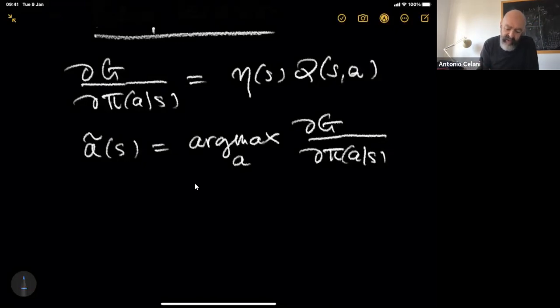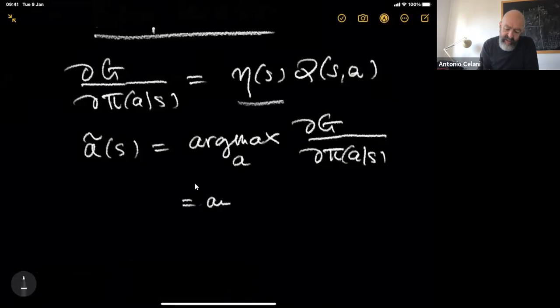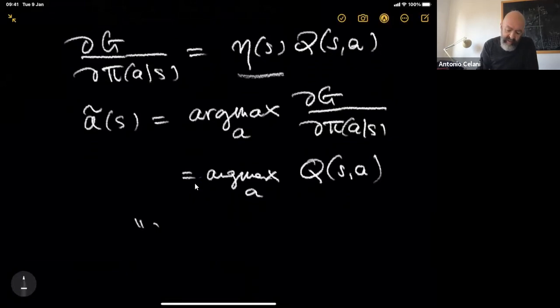So by definition of the gradient, if I have to pick the maximum over my A's, this means that eta does not play any role here. And this is just the argmax over A of my Q(S,A). This choice is also called greedy optimization. It's greedy because, just based on our current knowledge of what we're going to get in the future according to this strategy, we go all the way with it. We do not allow for any other possibility than this being true.